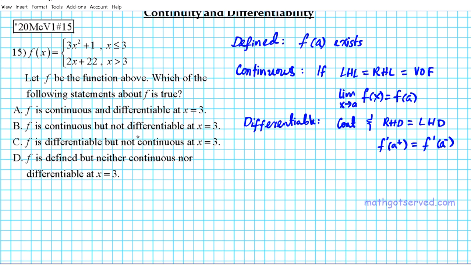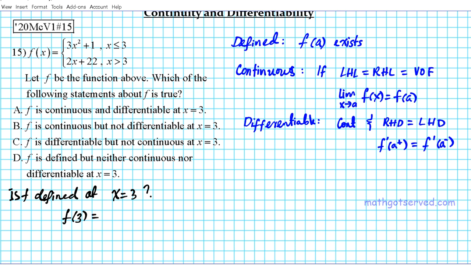F is continuous but not... Let's start with continuity first, okay? Or no, let's see if f is defined. So, is f defined at x equals 3? We don't know yet, so let's ask it as a question. Is f defined at x equals 3? So basically, does f of 3 exist? What is f of 3 in this particular problem?